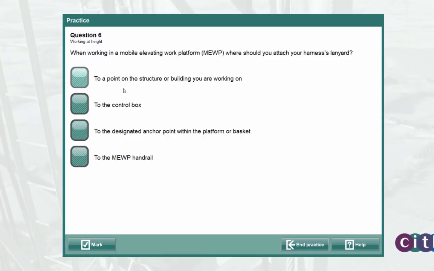When working in a mobile elevating work platform, MEWP, where should you attach your harness's lanyard? To a point on the structure or building you are working on, to the control box, to the designated anchor point within the platform or basket, to the MEWP handrail.